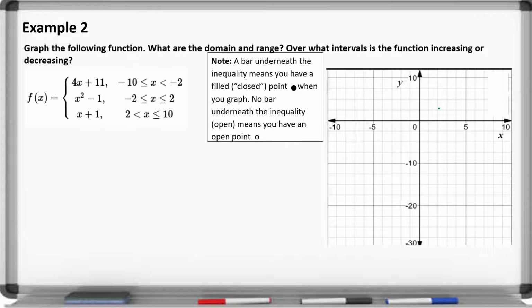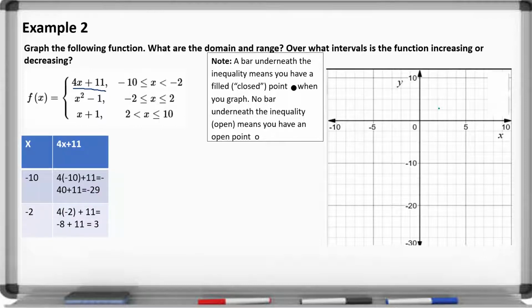All right, so continuing with the first rule, we're going to be focusing on the first rule, which is 4x plus 11. So what we're going to do is plug in the endpoints of negative 10 and negative 2 into the table. Okay, so notice those are my values. So I'm interested in what the values are for those two numbers. So I'm going to plug those two numbers into the function. So I get 4 times negative 10 plus 11, which is going to give me negative 29.